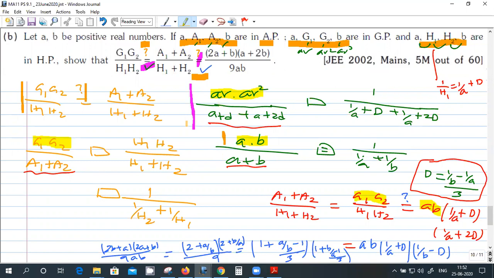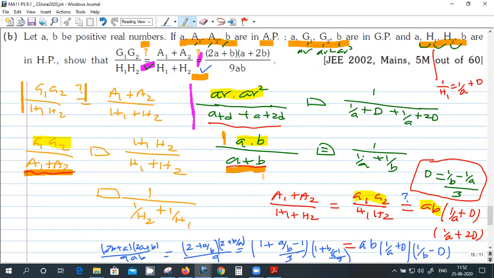And the denominator is A1 plus A2, that we can write as A plus B. So A1 plus A2 is A plus B. In AP, if you add the first term and the last term, and the second term and the second-last term, the sum will be the same. That's what it is saying. A1 plus A2 is equal to A plus B.